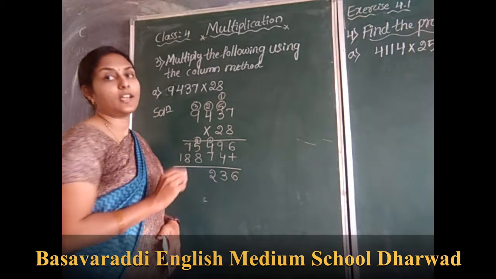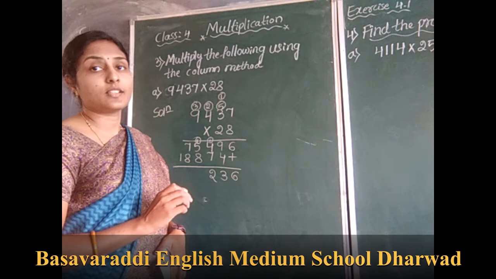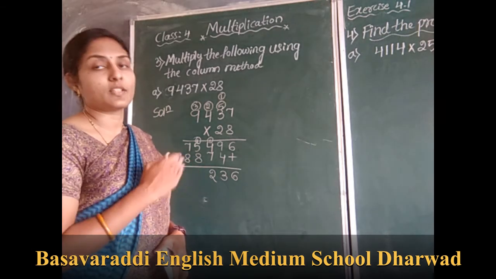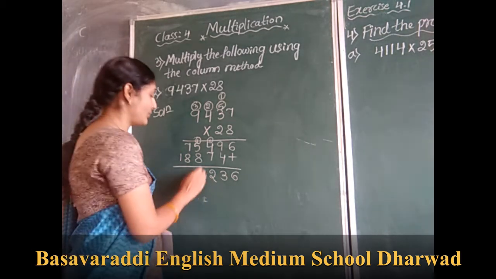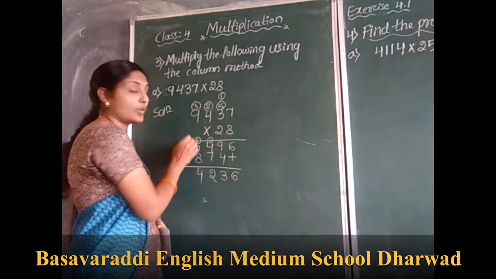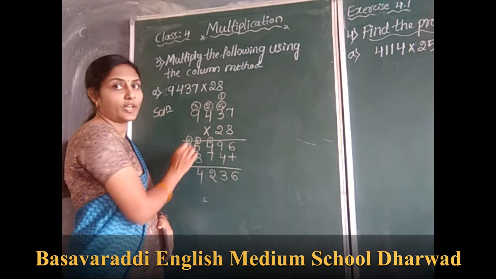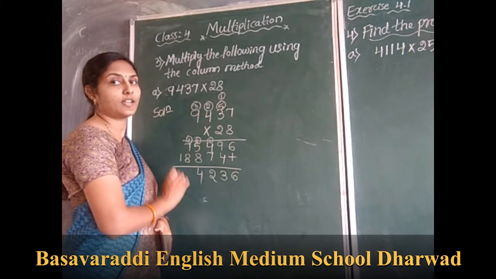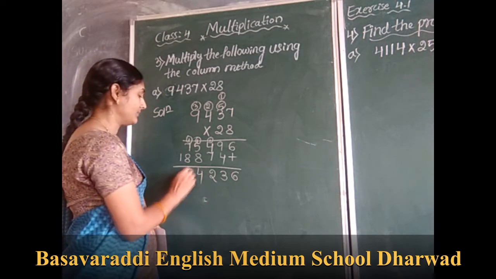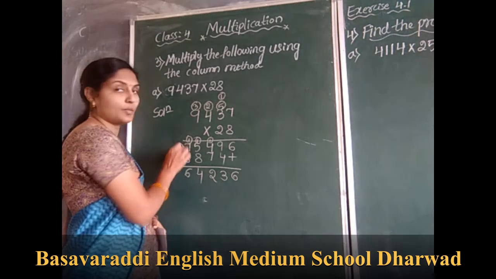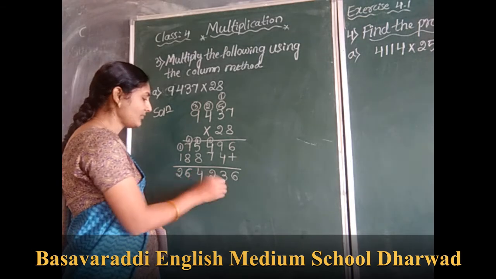The 6 plus 8 is 14. So 4 is here, 1 carry over. So 1 plus 7 is 8. So 8 plus 8 is 16. So 1 plus 1 is 2.